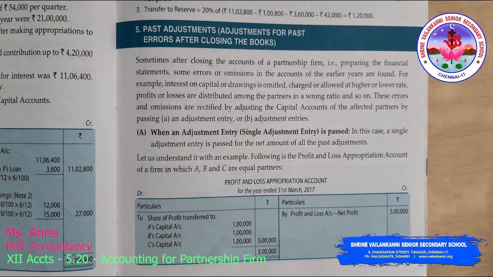In this session we are going to learn about past adjustments for past errors after closing the books. Generally, when partnership books are closed, which means you have finalized your accounts, prepared your P&L account, know what your profit is, transferred that profit to the balance sheet, and the balance sheet is tallied, the books are closed. But you eventually find that there is some mistake that has been made.